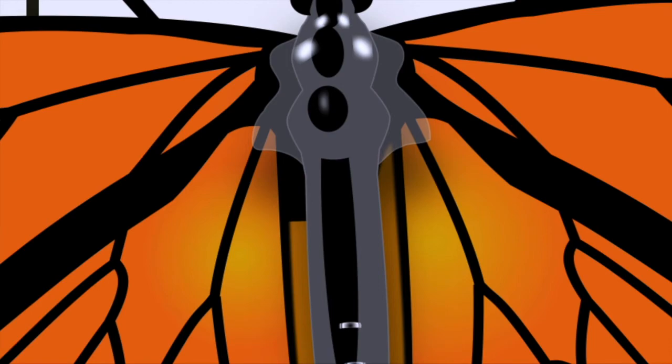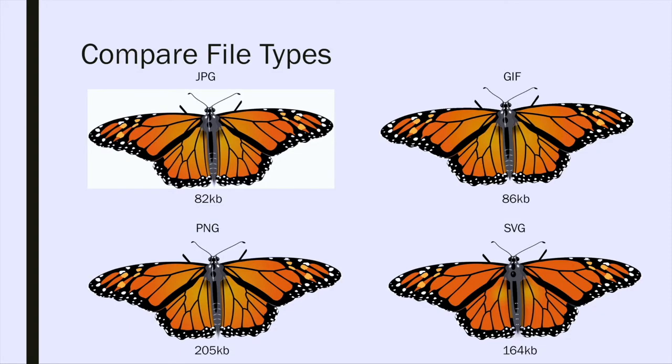Let's take a look at the four file types that I just talked about side by side. JPEG, of course, has the smallest file size but no transparency. GIF works with the somewhat smallest file size. If you take a look, it actually does have a bit of the rough edginess around the wings of this butterfly. That's okay-ish. PNG has the highest file size of 205 kilobytes, and SVG has the medium range but has the best quality.